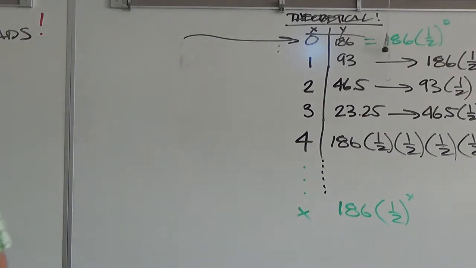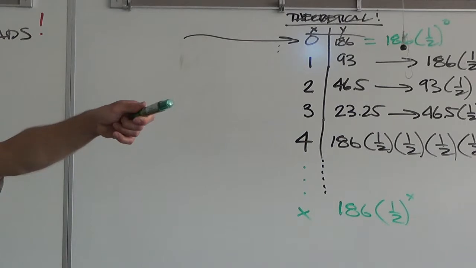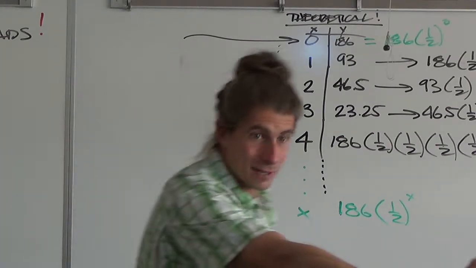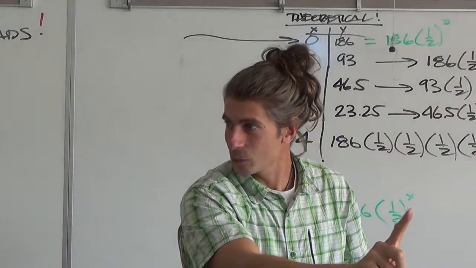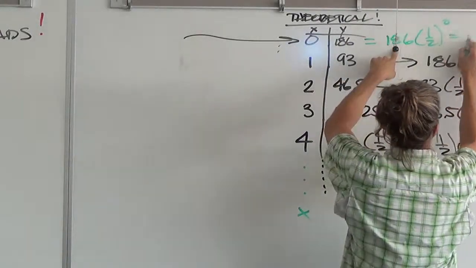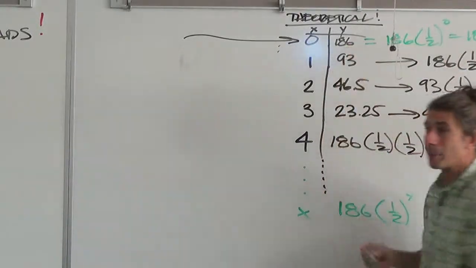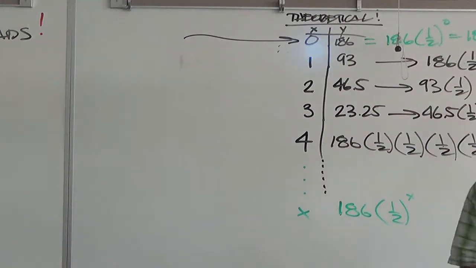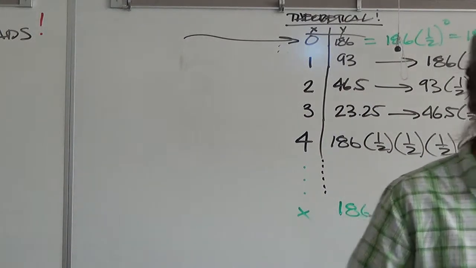What is any number to the 0 power except 0 itself? Go ahead, Christy, you remember? 1. It is 1, isn't it? It is 1. Anything to the 0 power except 0 is 1. So this is really just 186 times 1, which is 186. Hot damn, I'm happy. Can you explain to me why something to the 0 power is 1?